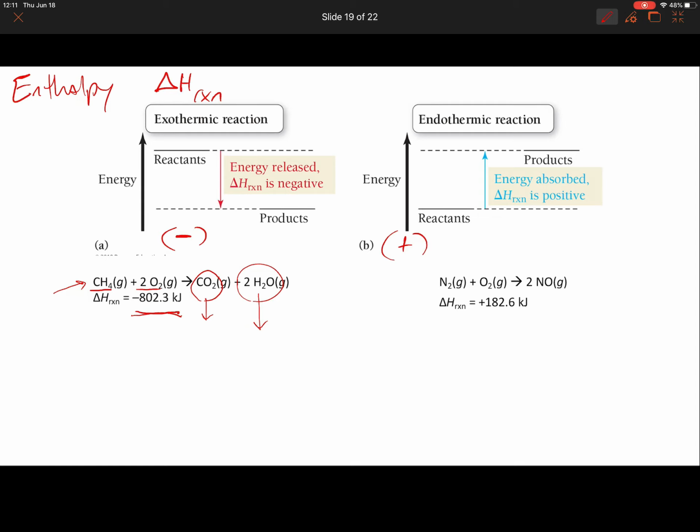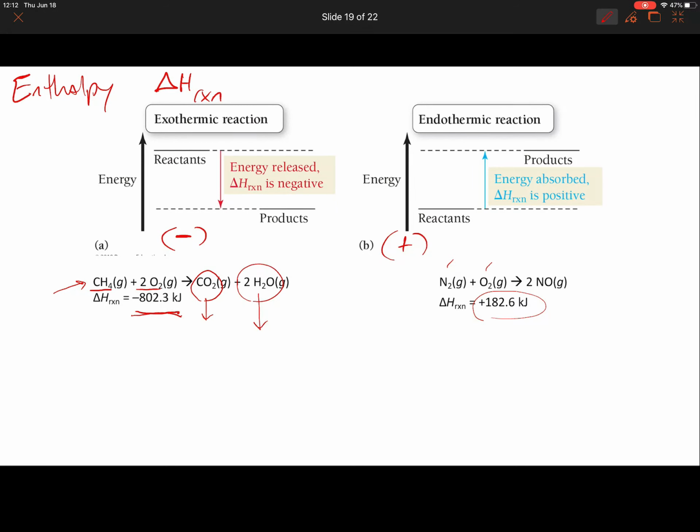On the endothermic side, thermal energy flows into a reaction from the surroundings, which usually get colder, and we have a positive sign. Now here's an example. Nitrogen gas and oxygen gas combine to form nitrogen monoxide. This pulls energy in from the surroundings. It actually pulls in 182.6 kilojoules for every mole of N2 that reacts, or every mole of O2 that reacts, and for every 2 moles of NO that form.